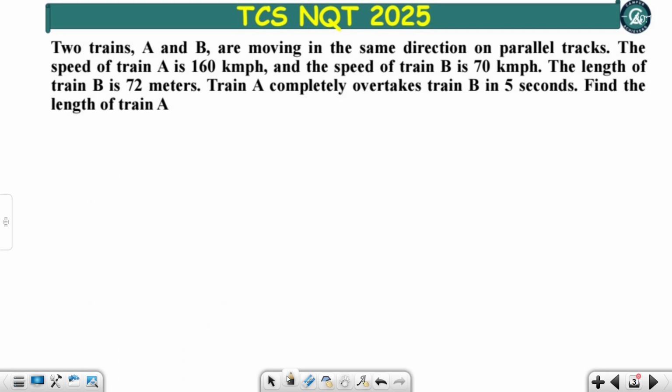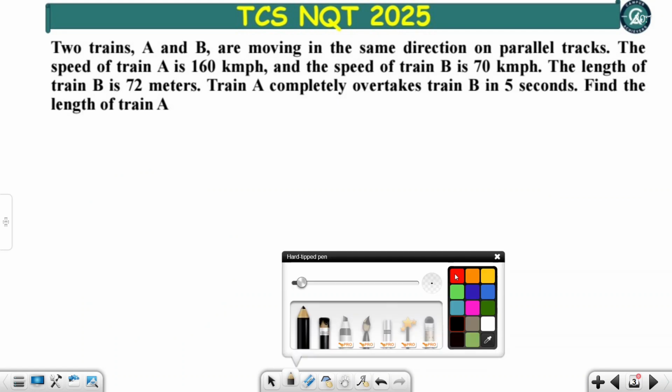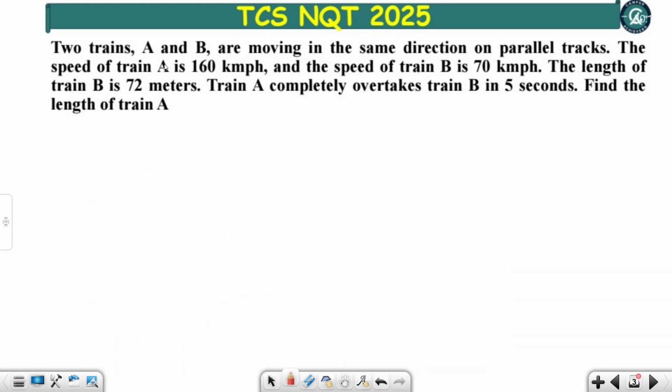Two trains A and B are moving in the same direction on parallel tracks. The speed of train A is 160 km per hour and the speed of train B is 70 km per hour. The length of train B is 72 meters. Train A completely overtakes train B in 5 seconds. Find the length of train A.